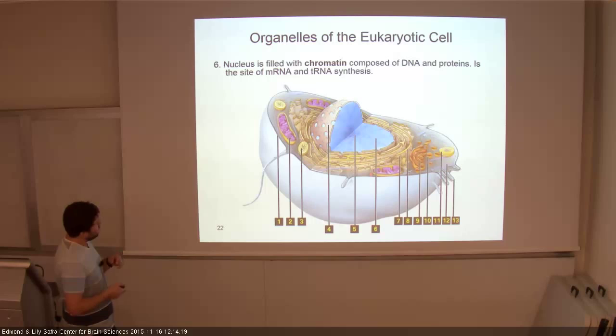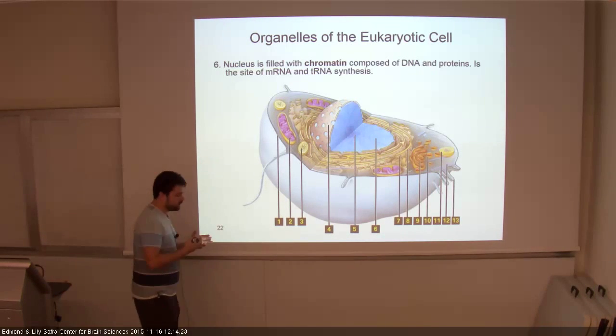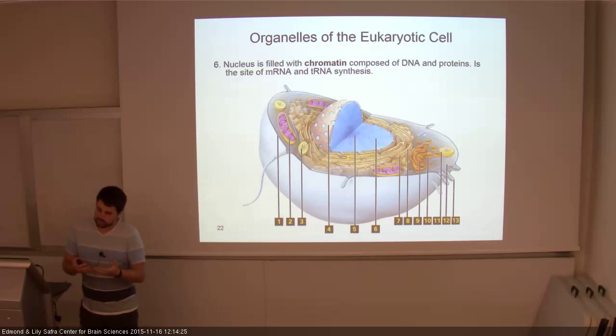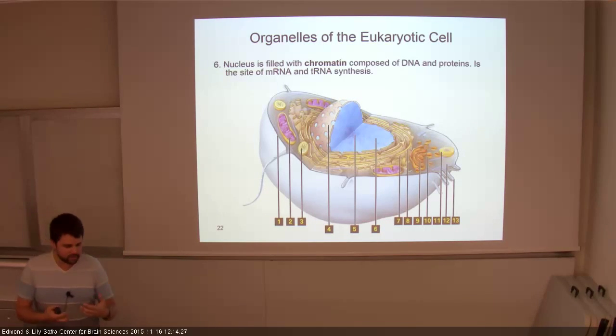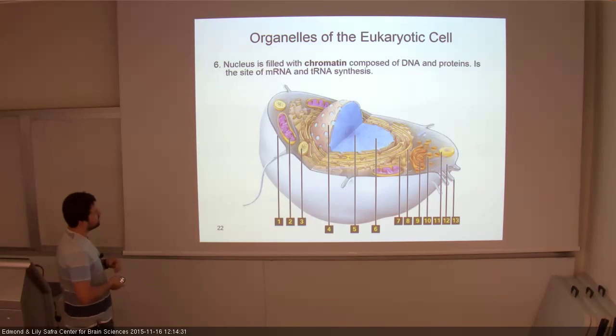So the nucleus is filled with chromatin, which is a term to say that we have DNA and proteins that are packing the DNA together, and this is the site where all the genes are transcribed and the mRNA and tRNA are made.